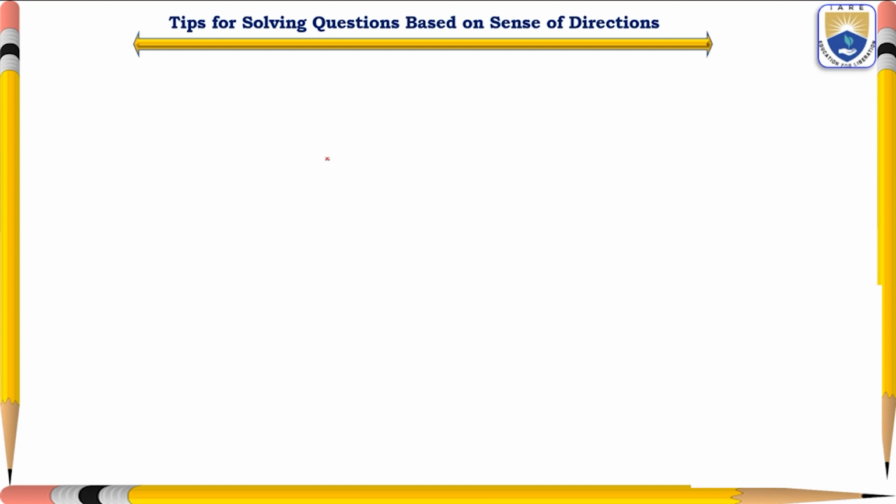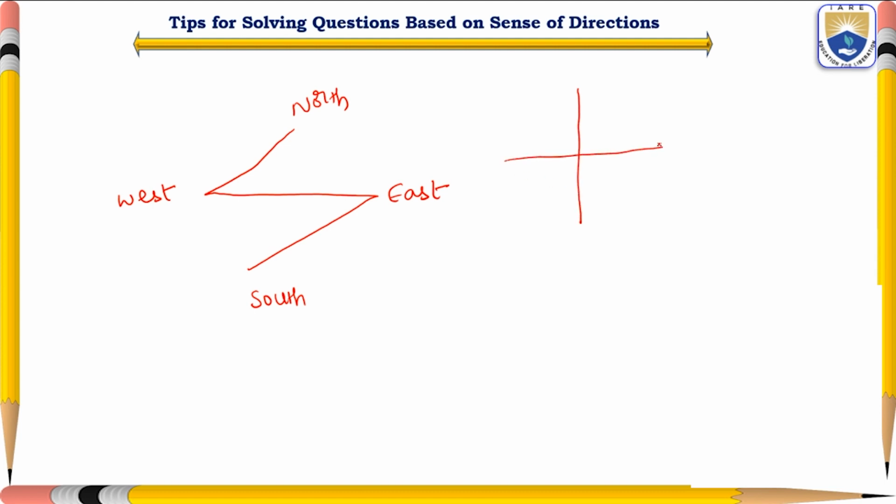As we have discussed, in a tilted Z format, the upside part is called north and the downside part is called south, whereas the right side is called east and the left side is called west. In this plus symbol, this is the north direction, below is the south direction, this is the east direction, and this is the west direction.